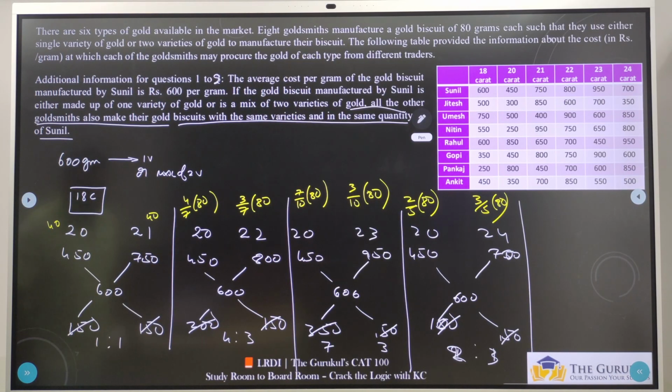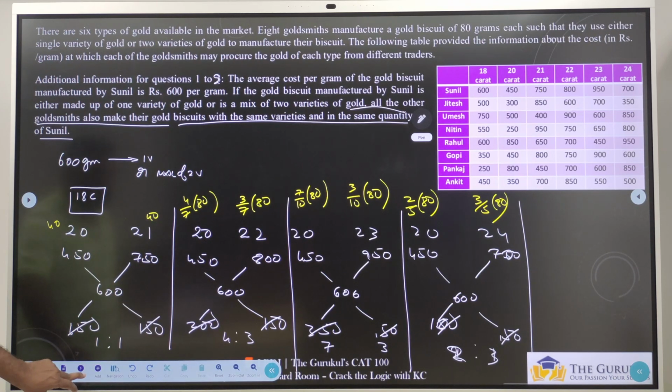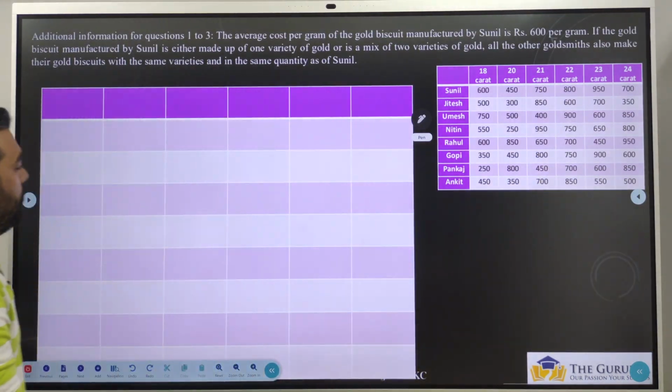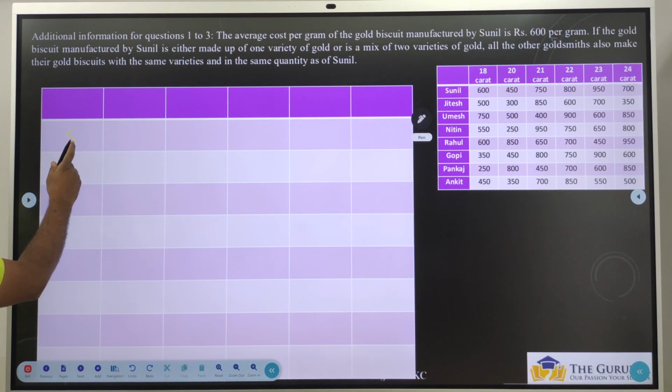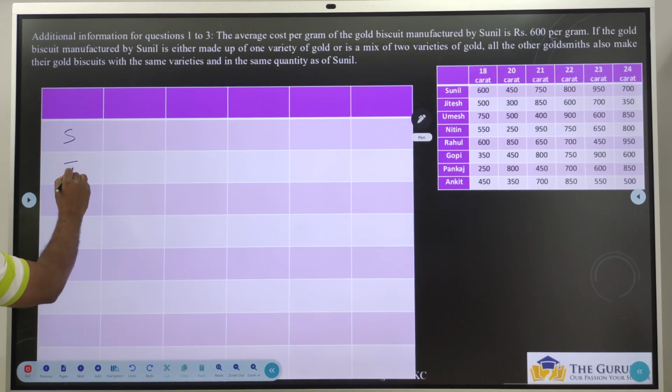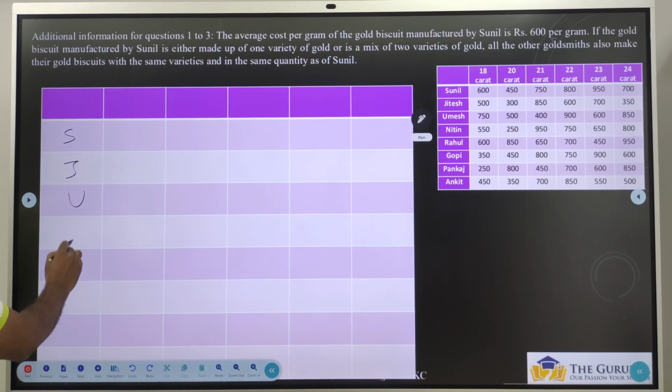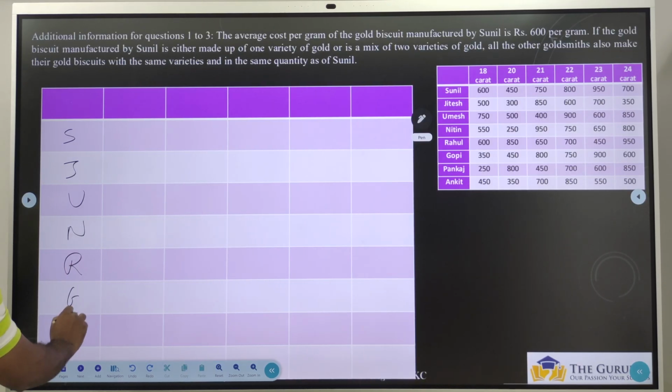Okay, now how do we make that one as a table? Now we have Sunil, Jitesh, Umesh, Nitin, Rahul, Gopi, Pankaj and Ankit. These are the 8 people. I'll write for 2 people. I'll tell you how to do. Pause the video and you complete the remaining calculation.